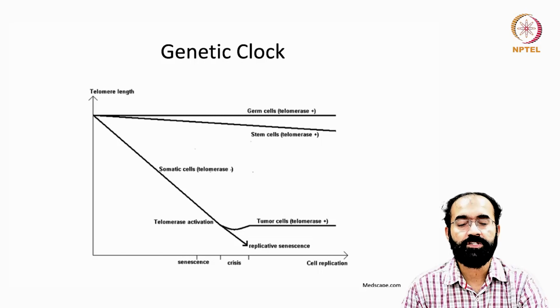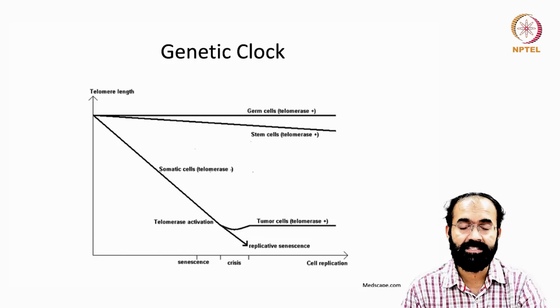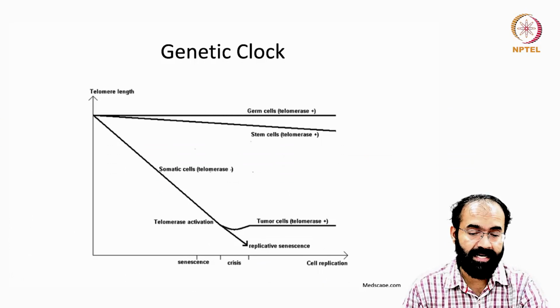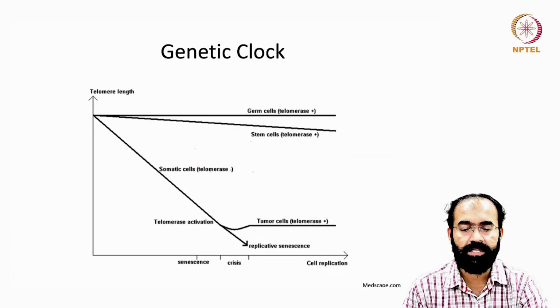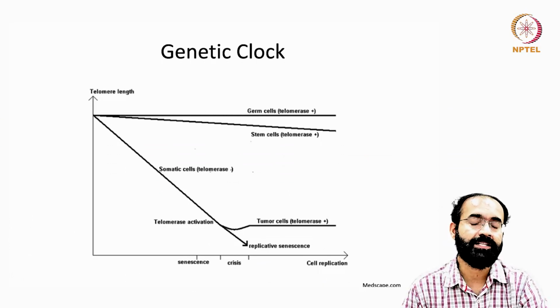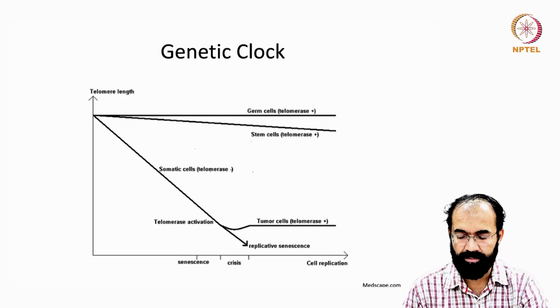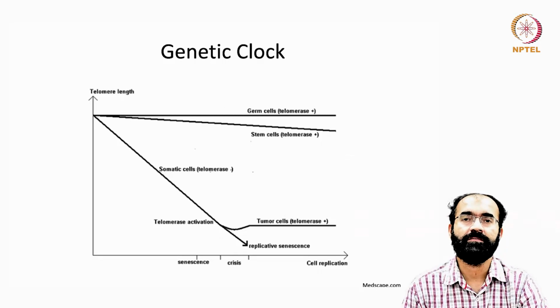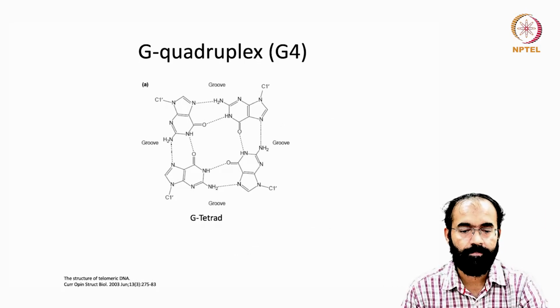In a normal situation such as germ cells and stem cells, the telomerase protects the cell from getting into this crisis and senescence. Whereas a somatic cell will end up in this crisis, and usually senescence happens in the old age of an organism, and the animal will not survive beyond that limit.